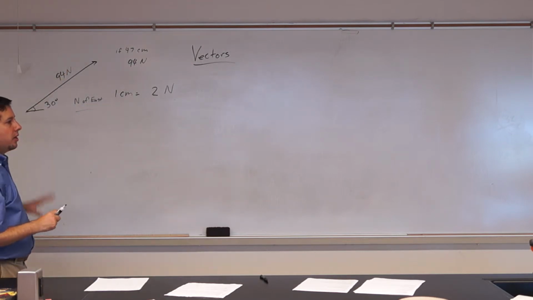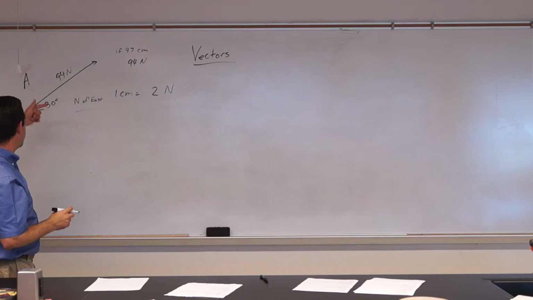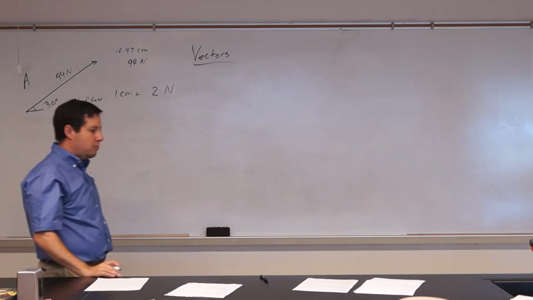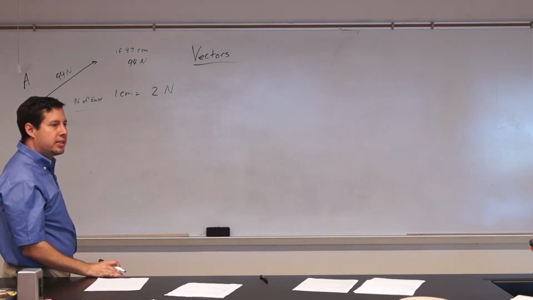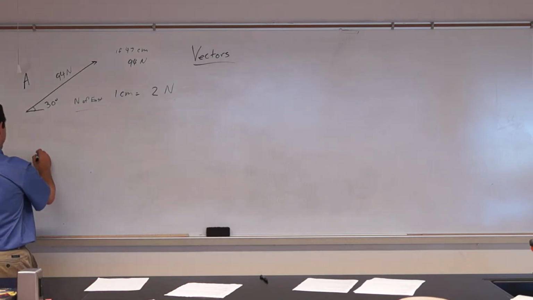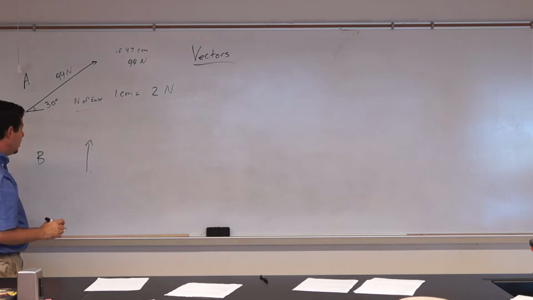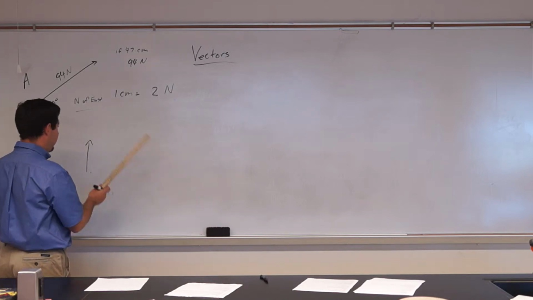This is where understanding vectors helps. So let's call this vector A. Vector A is 94 newtons at an angle of 34 degrees north of east. You can add this to another vector by using what's known as the tip-to-tail method. So let's say we have a vector B. In B, we're going to just go straight north. And let's say its length, I can even measure it here.